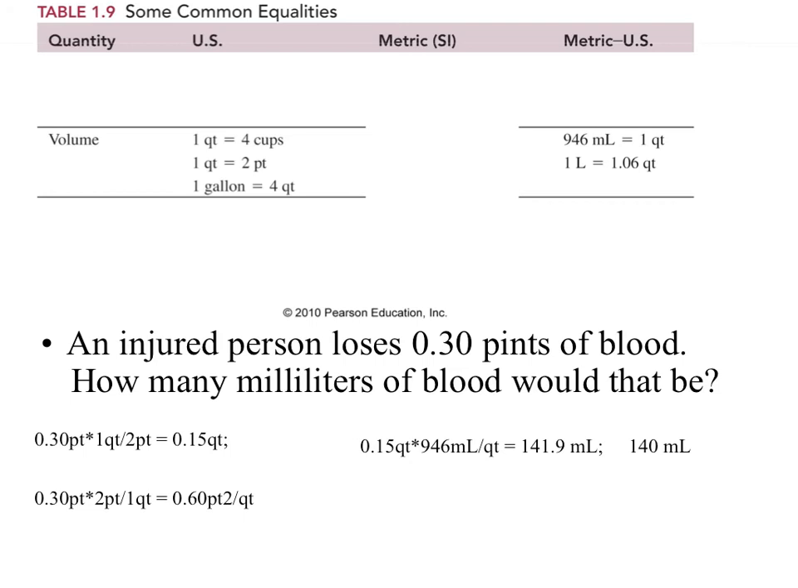Here are some conversions for volume. And then let's look at this question down here. An injured person loses 0.3 pints of blood. How many milliliters of blood would that be? Okay, so what I like to call the given, 0.3 pints. Unknown, what we're solving for, is that in milliliters.